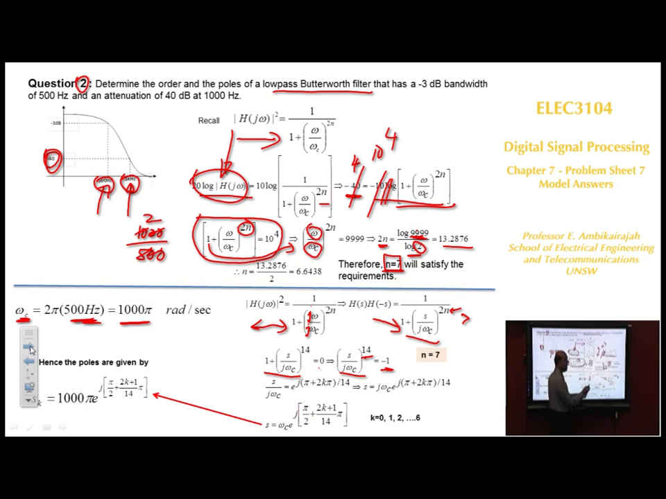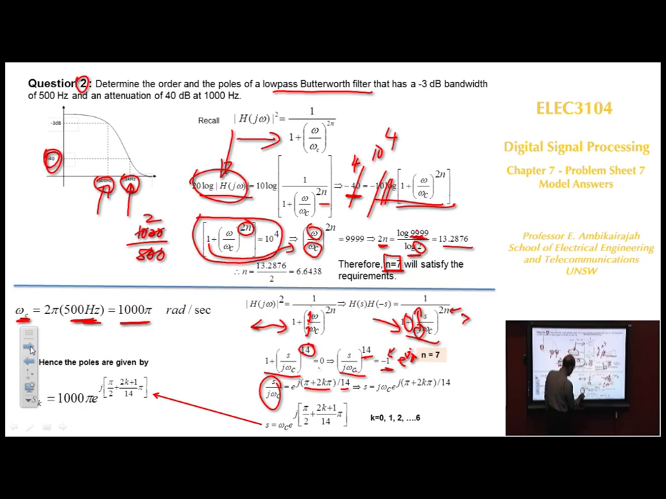So I'm doing this slightly differently compared to the lecture notes, but same principle. I just did not simplify this. In the lecture notes I would have brought this up as j here, and then I would have put a minus sign there. Instead of that, I kept the j here. So from here, I can say this is e to the power of j pi. And then to find this one on its own, it's e to the power of j(pi plus 2 pi k) divided by 14, which is your pole.